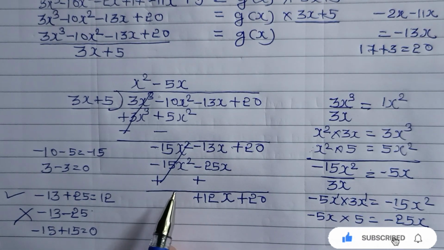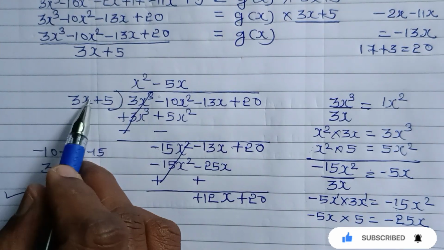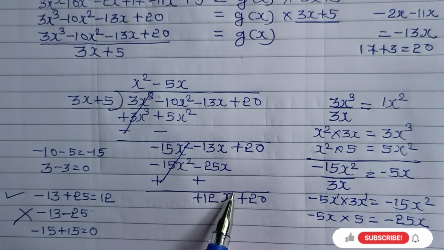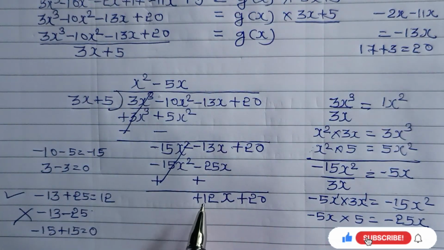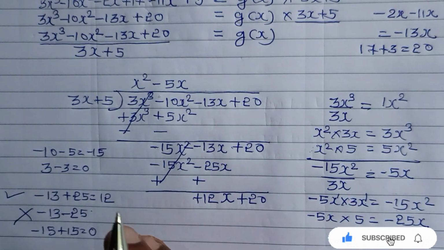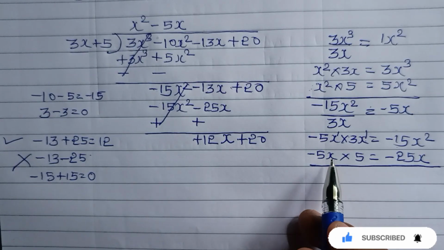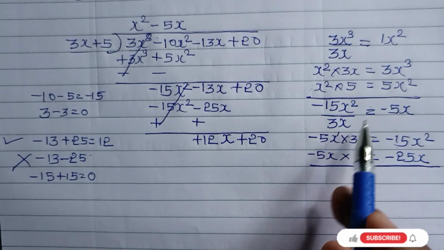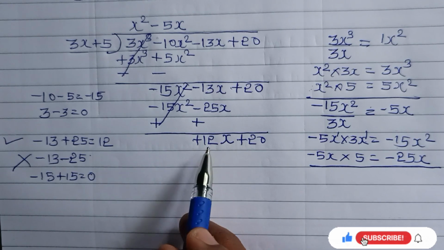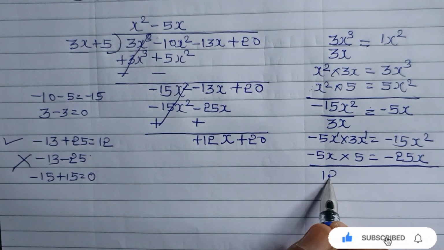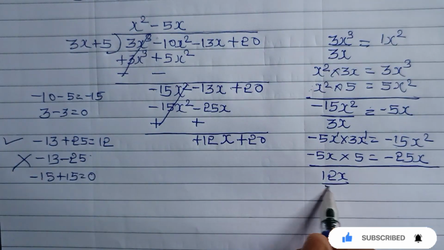Now you have to compare the first term of this new dividend and the first term of the divisor. Here you have to see the degree. Here the degree is 1 and here also degree 1. So we didn't get less than this. Therefore you have to continue this process further. Again repeat the same procedure: first divide, then multiply. So how to divide? First take the leading term of this new dividend, that is 12x, divided by the leading term of the divisor, 3x.